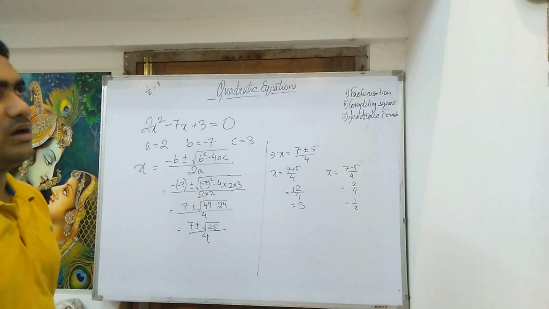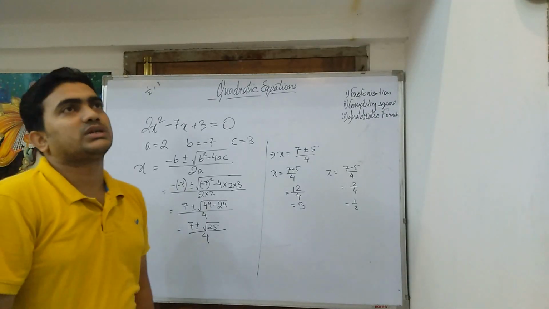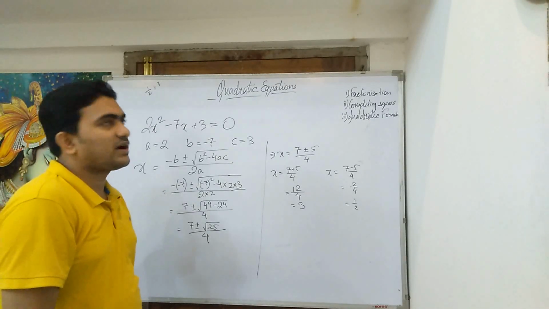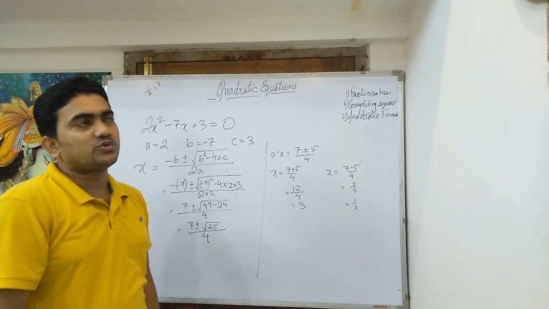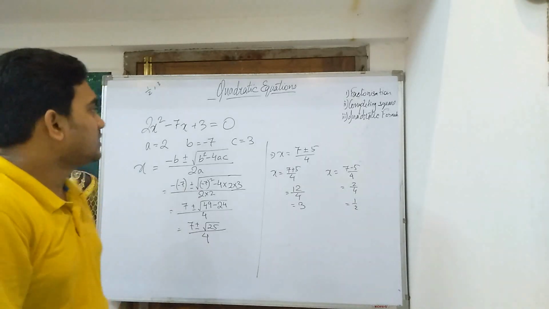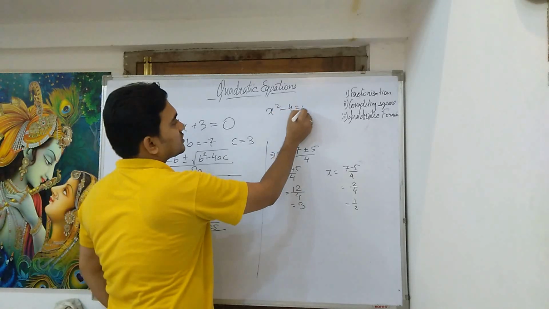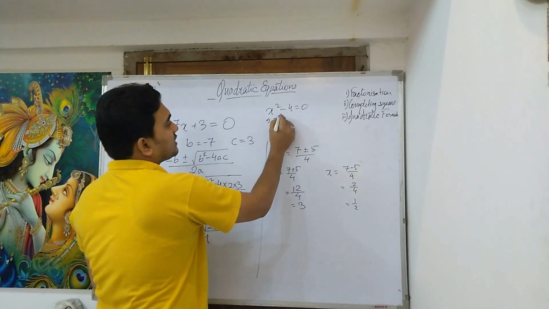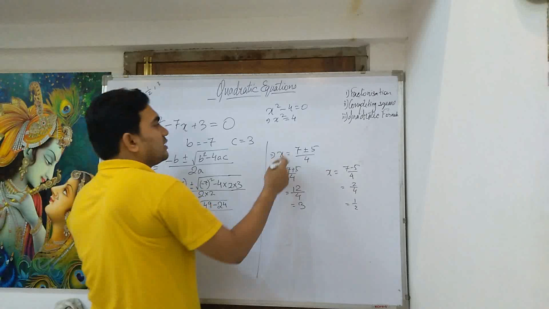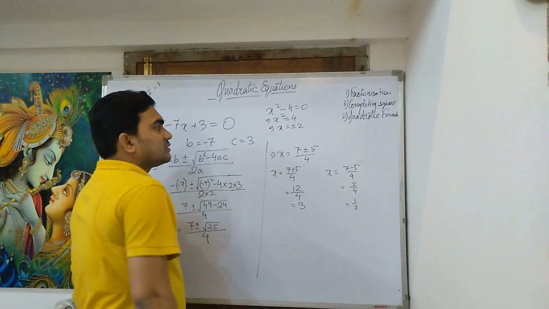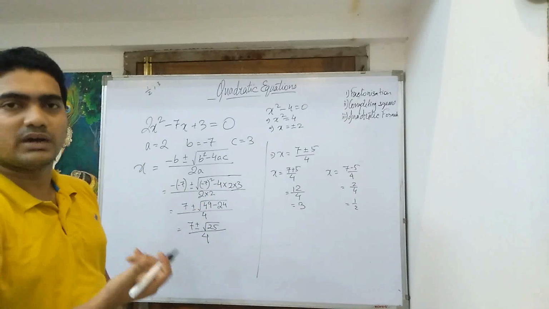Now there are certain quadratic equations where we cannot find any roots. The roots won't be real. Like the case, suppose x square minus 4 equals 0. If I shift it to that side, x square equals 4, so x would be what? Plus minus 2. Very simple. Plus 2 or minus 2.